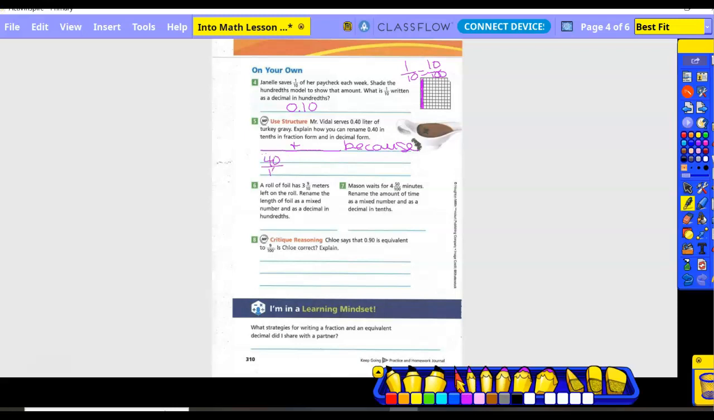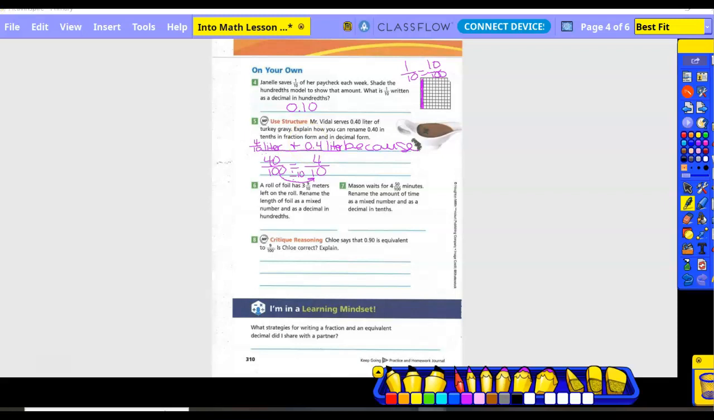So 40 hundredths equals something over 10. So how did I get from 100 to 10? Divide by 10. What I do on the bottom, I do on the top. So what is 40 divided by 10? 4. So as a fraction, I'd write 4/10 of a liter. And then as a decimal, I'd write what? 0.4 liter.